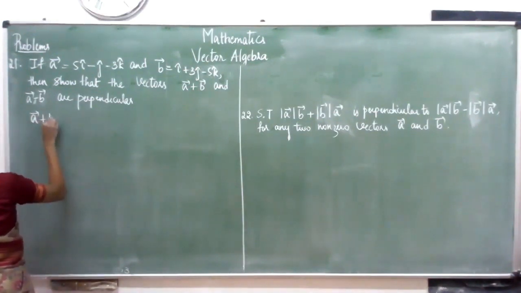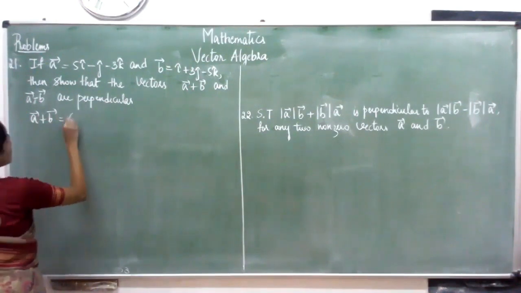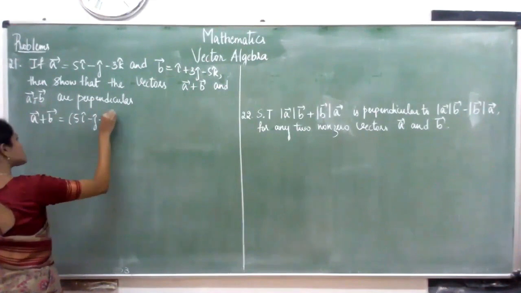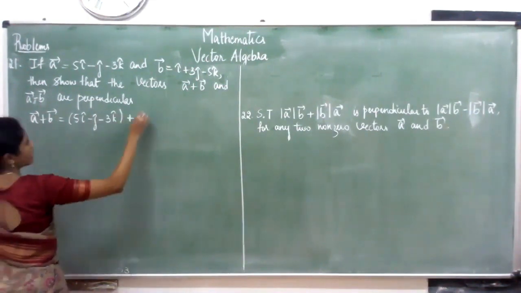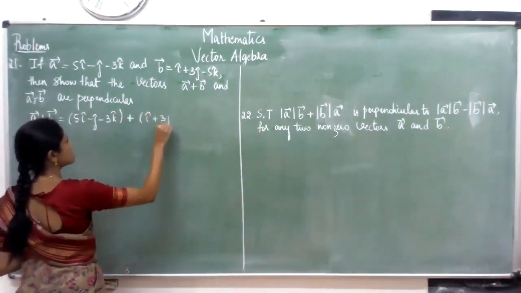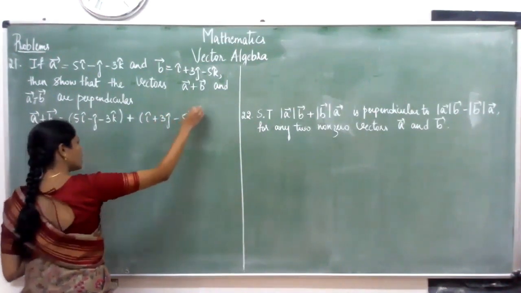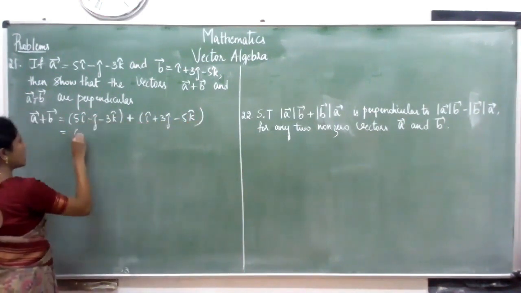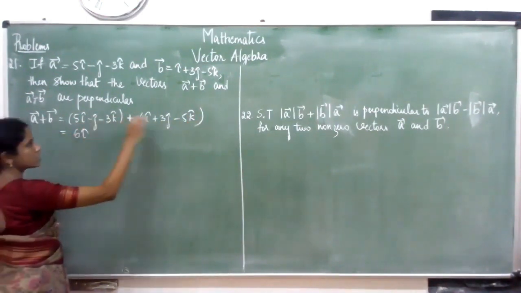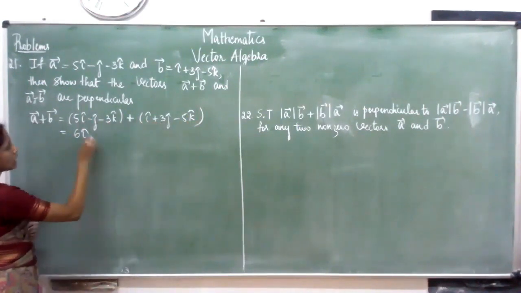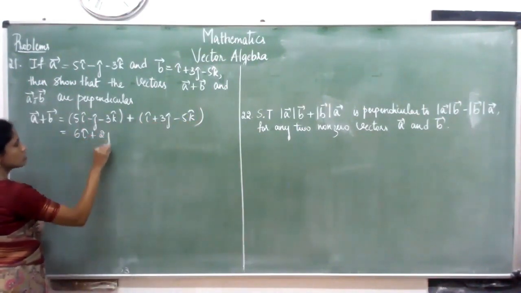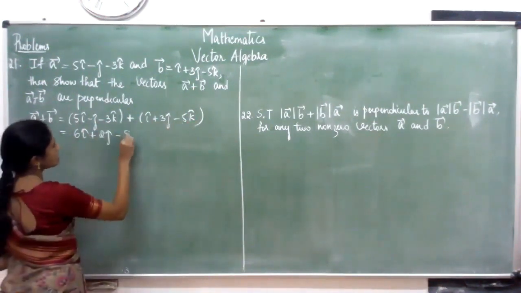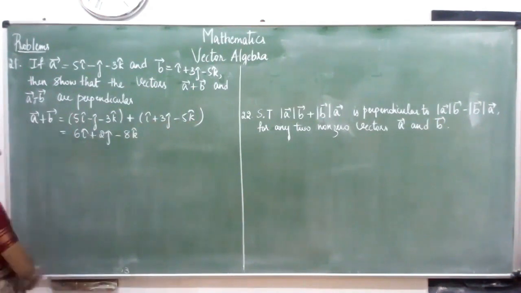So let us first find what is vector A plus vector B. Vector A plus vector B is equal to, vector A is given as 5i cap minus j cap minus 3k cap, plus vector B, i cap plus 3j cap minus 5k cap. So this is equal to 5i cap plus 1i cap, 6i cap, minus j cap plus 3j cap, it is plus 2j cap, minus 3k cap minus 5k cap, this is minus 8k cap.